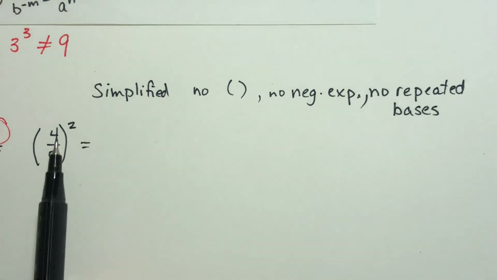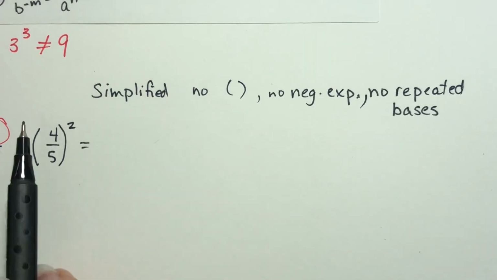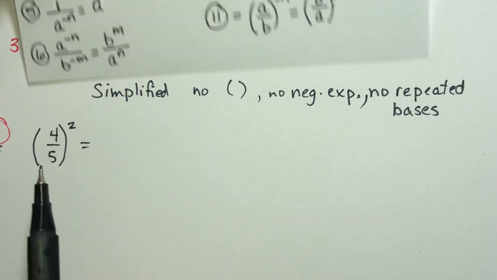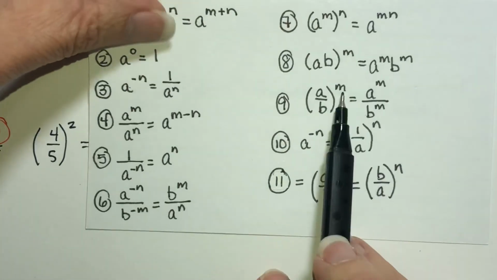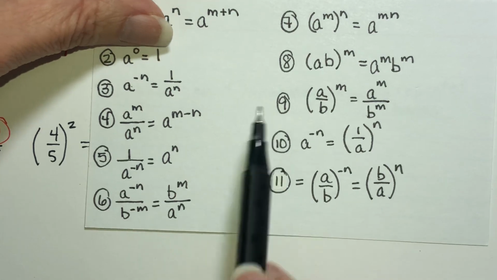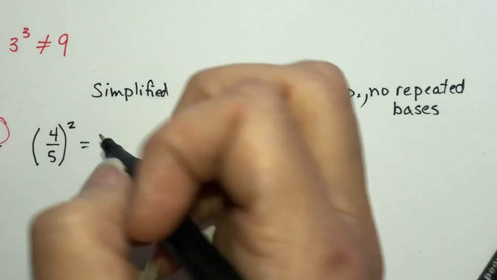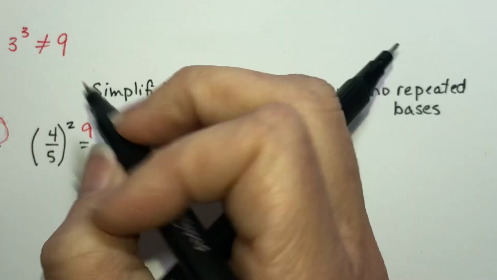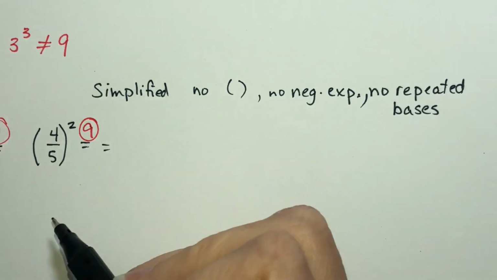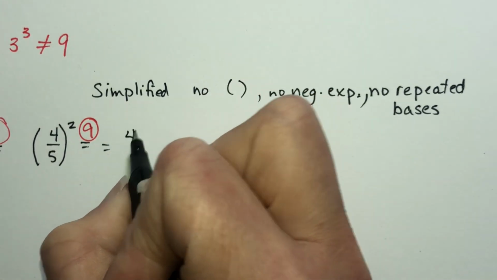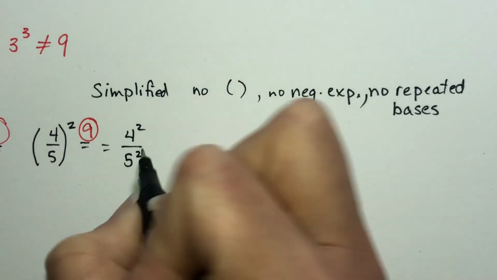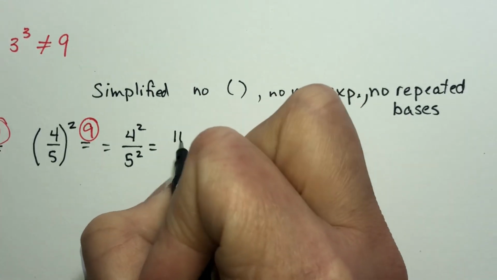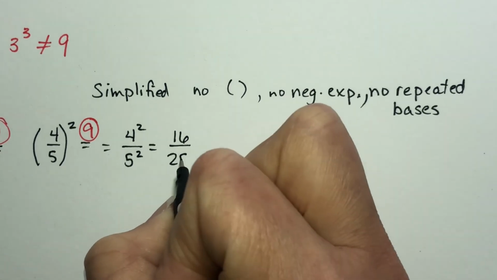Okay, so right now we have a fraction inside parentheses, and we're not simplified if we have parentheses. So what we want to do is find a property that allows us to deal with a fraction raised to a power. So now I'm going to use property number 9. And property 9 says that you take that outer exponent and you apply it to both the top and the bottom. So this is 4 squared over 5 squared. And this is definitely one they would expect you to be able to do in your head. 4 times 4 is 16. 5 times 5 is 25. And that would be your answer.